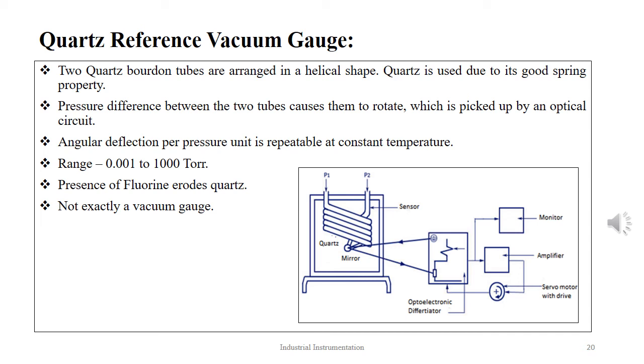The Bourdon tubes are made up of quartz due to its good spring characteristics. The angular deflection per unit of pressure is repeatable at a constant temperature. It is not useful in measuring the vacuum pressure, and fluorine content in the gas mixture causes erosion in the quartz crystal.